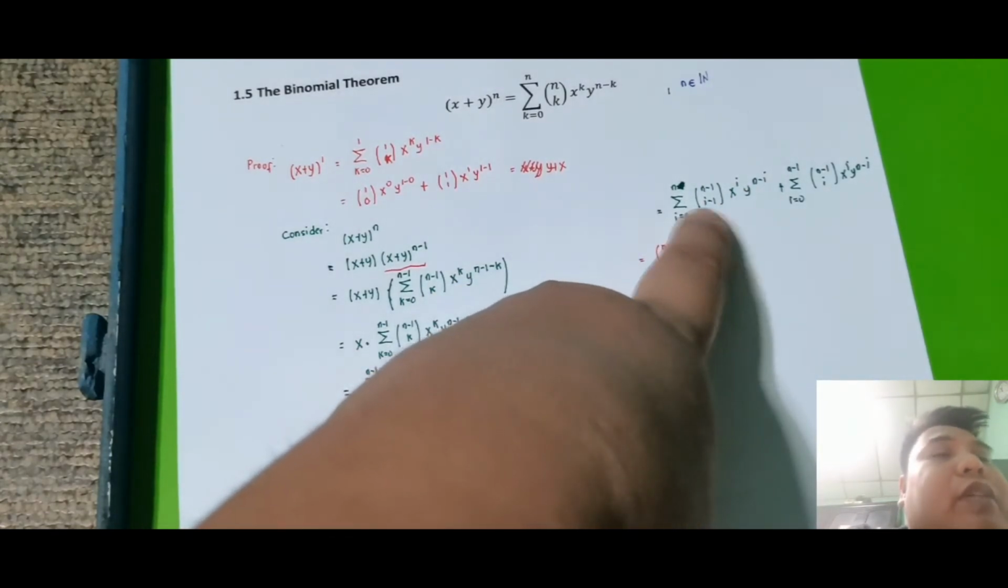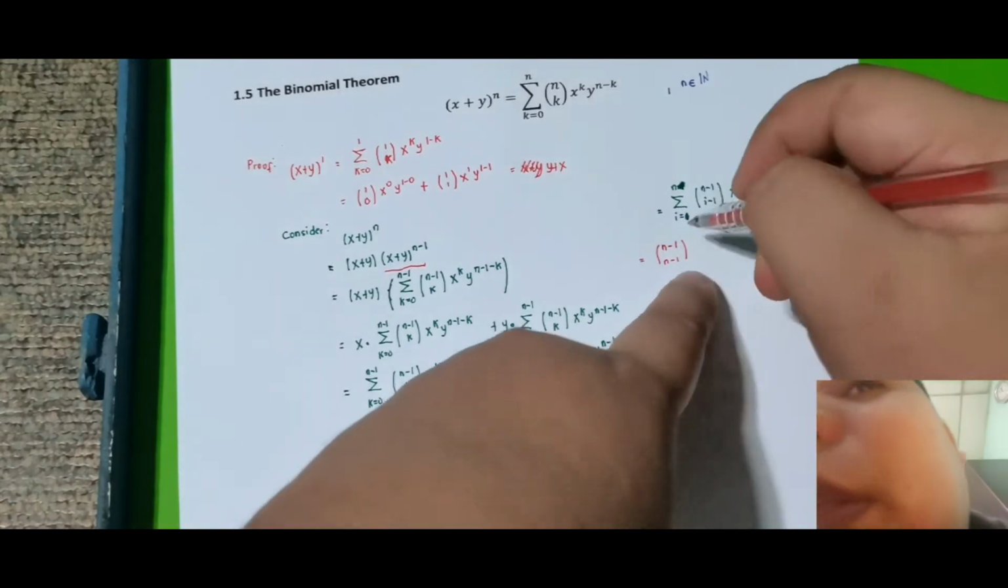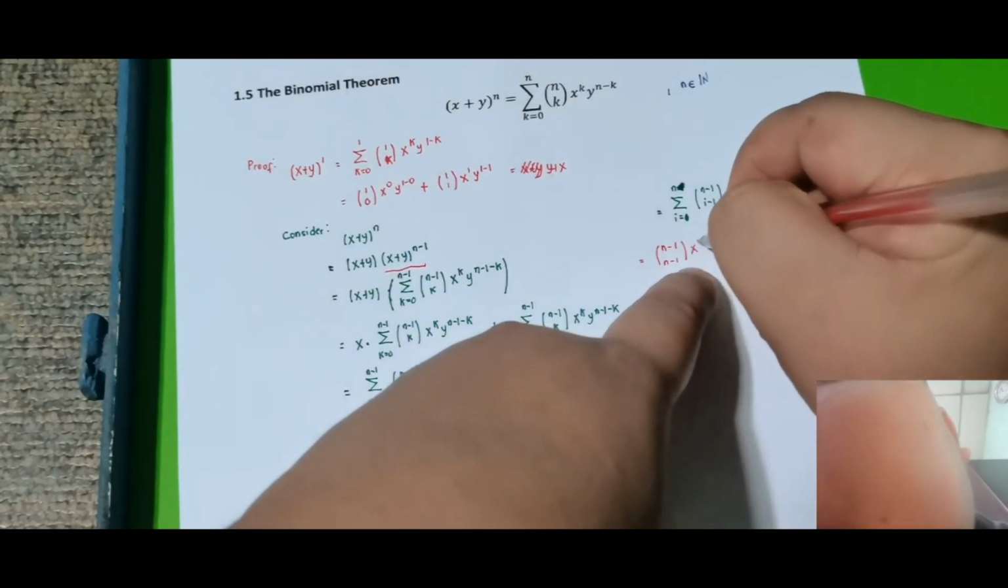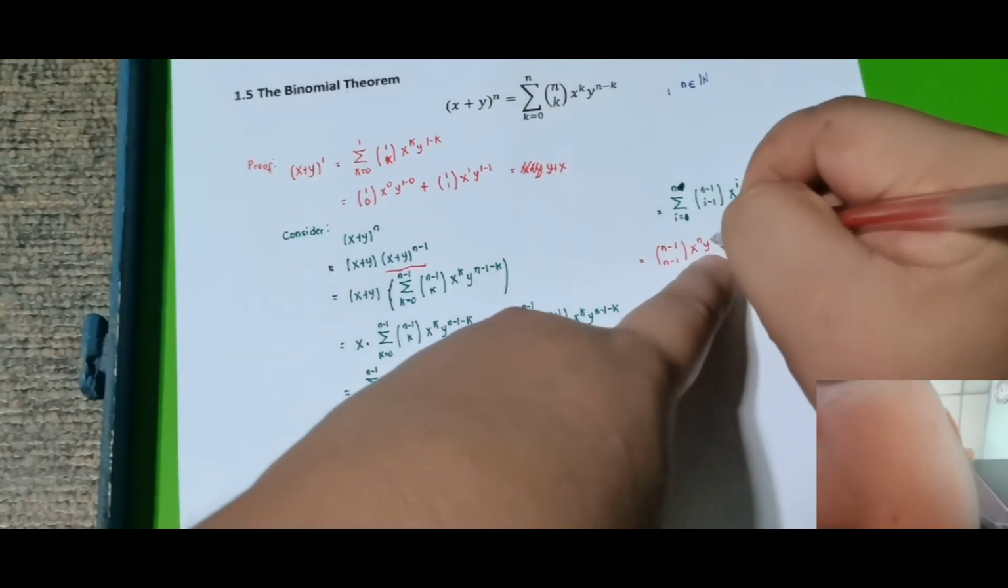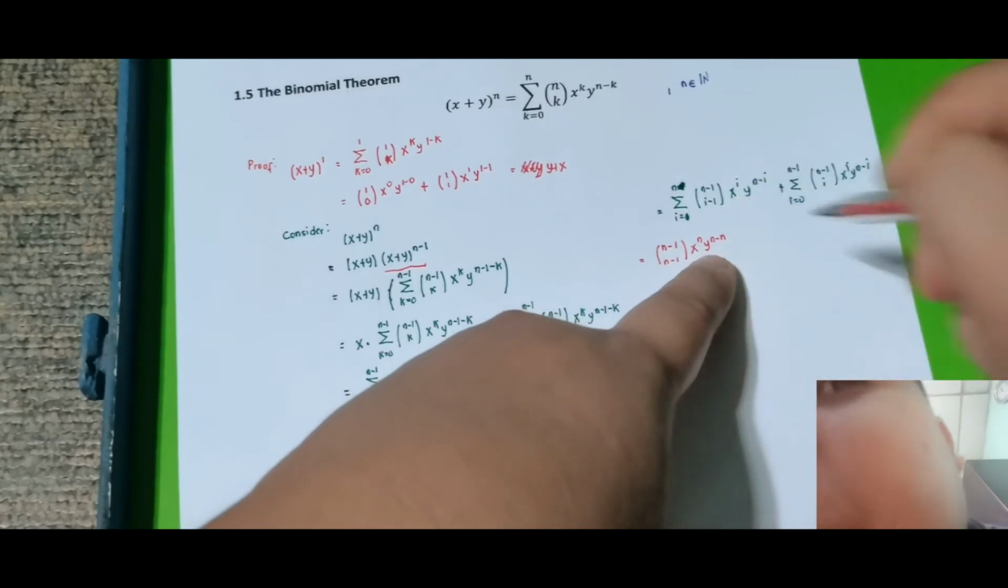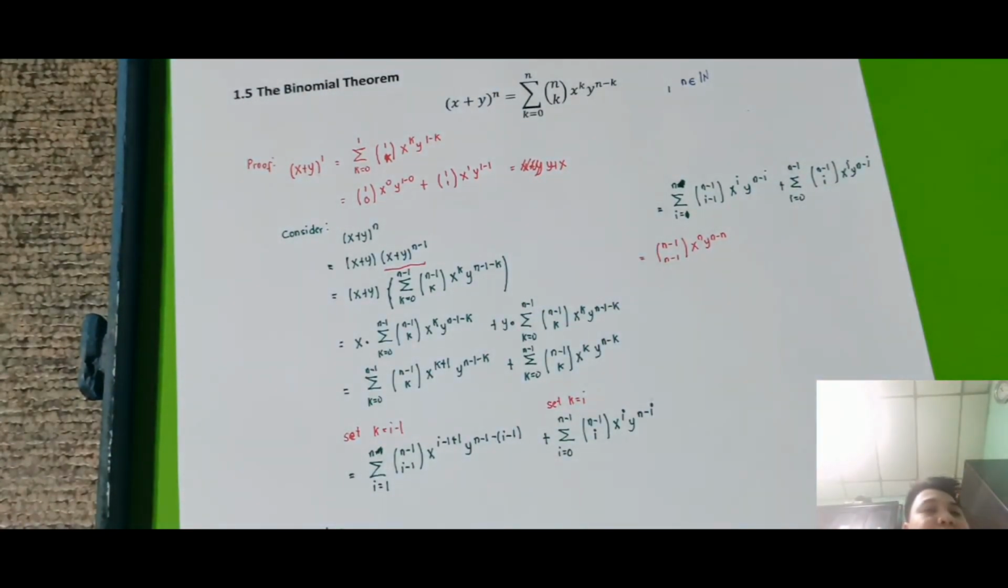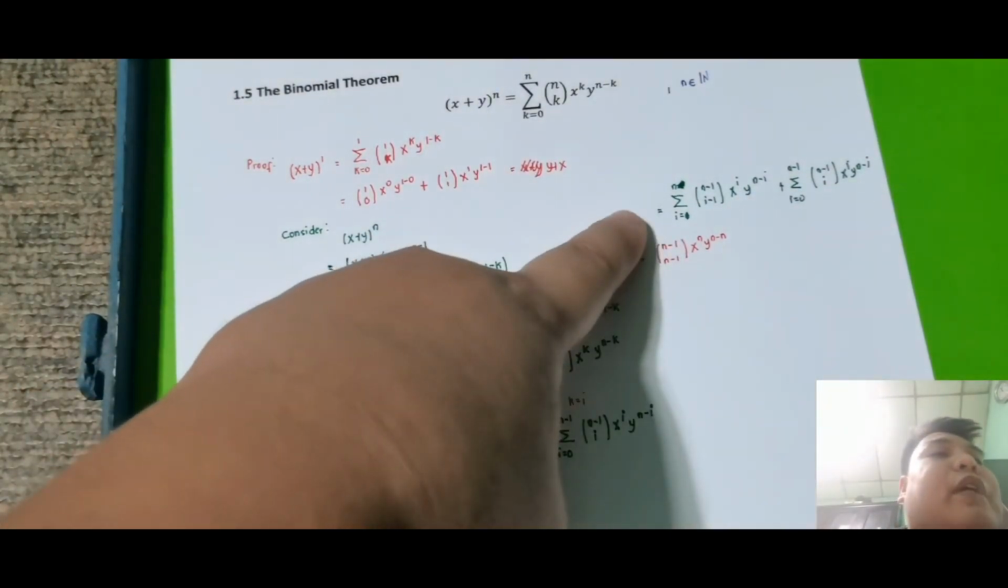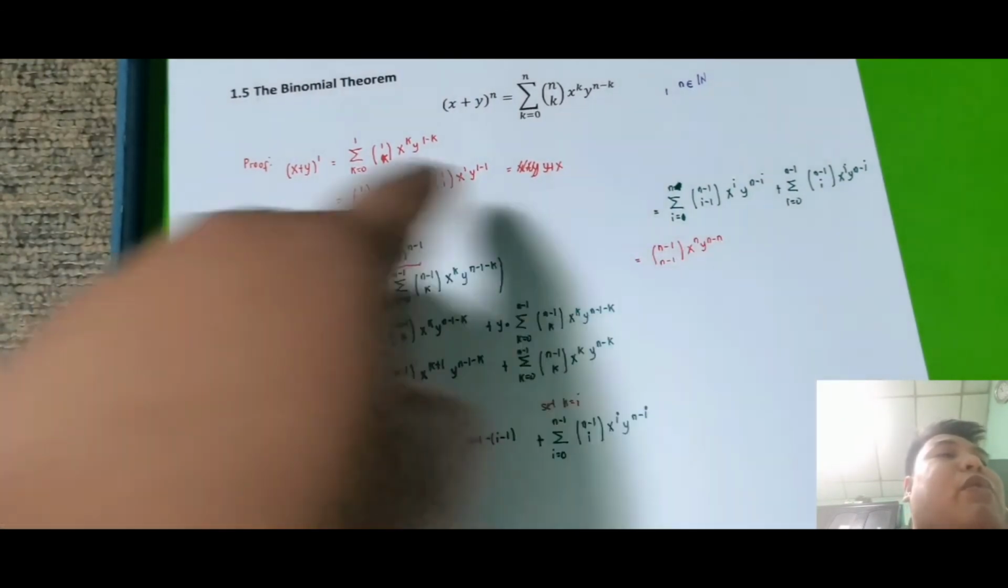So meaning yung ipinalitan ko dito, tapos x raised to n, ito yung magiging x raised to n, tapos y raised to n minus n. Okay, yan yung ilalabas ko diyan sa part na yan.